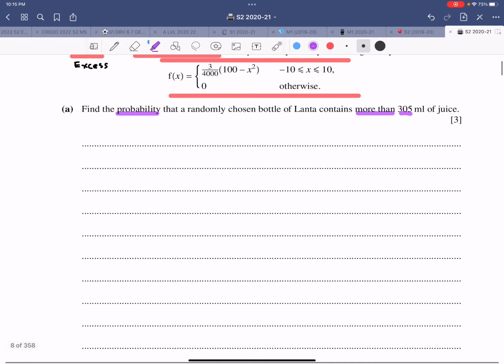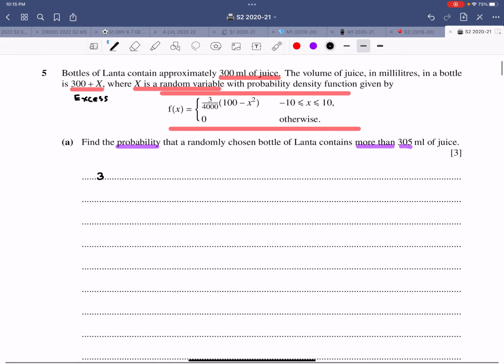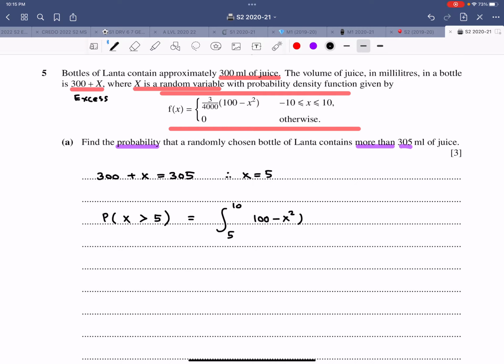So now the first part, more than 305. So basically 300 plus x is 305, therefore x is 5. And it's talking about more than. So probability x greater than 5. That means your lower limit is 5, your upper limit is 10, your function is 100 minus x square dx. Don't forget the constant 3 over 4000. Therefore, this is 3 over 4000.